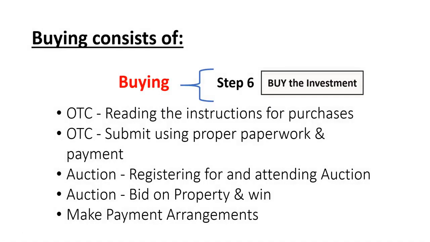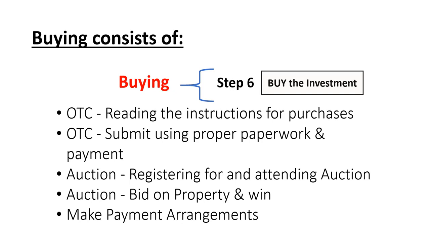The buying part of the process is fairly straightforward. It depends on the type that you're buying, but really, if we're talking about buying over the counter, you need to go through and read the instructions for submitting purchases and the county requirements, because every county has their own individual requirements and their own individual system for submitting property purchases and things that need to be done or not done, along with the forms of payment that they'll accept.